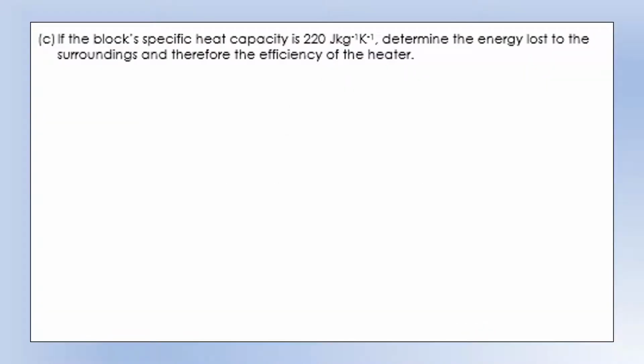Okay, so if the block's specific heat capacity is actually 220, determine the energy loss to the surroundings and therefore the efficiency of the heater. Because we know the temperature change and the mass of the block, we can figure out how much thermal energy was usefully transferred. So that's what I've calculated there.